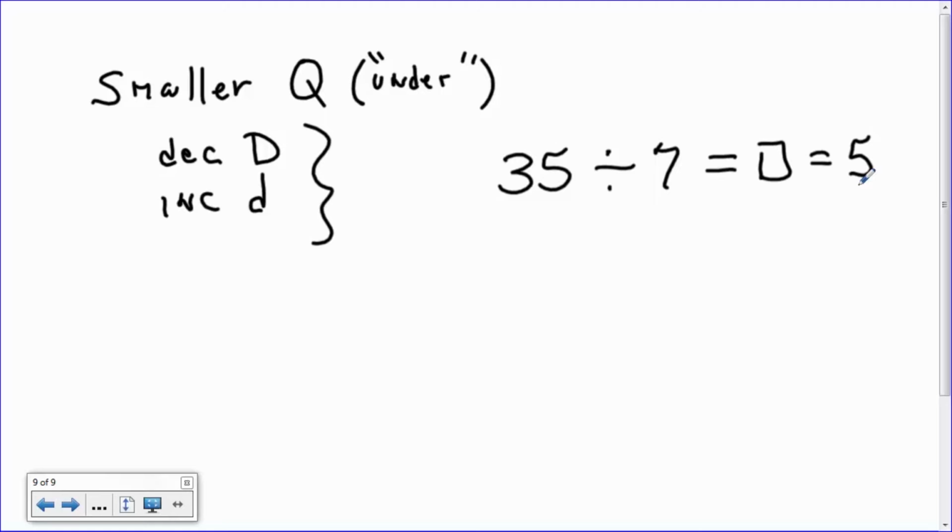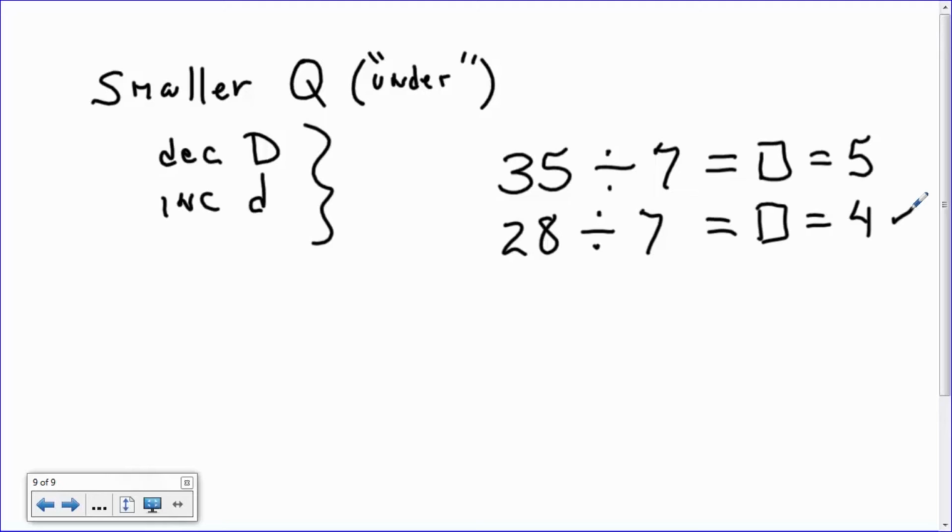Okay, well, we said we could decrease the dividend. So we'd make fewer objects in the dividend, so I could move that down to 28. And again, why am I picking 28? Because 28 is divisible by 7. And 7 fits into 28 4 times. And so I made the quotient smaller by decreasing the size of the dividend.